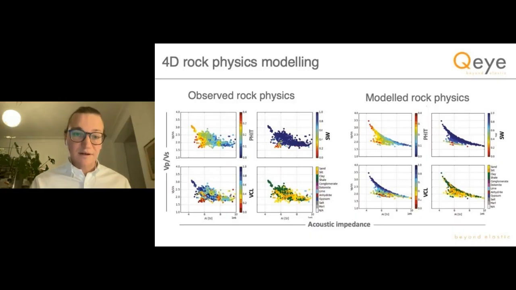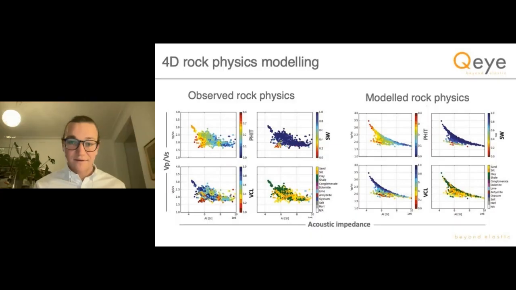So here's an example of what a rock physics model looks like. This is the in situ case for this Okuma study. On the left side, we can see our observed elastic properties. These are the elastic properties from the well logs, color-coded by porosity, saturation, and volume of clay. And on the right-hand side, we can see the same results if we take those petrophysical values and then forward model what the elastic properties look like using our rock physics model.